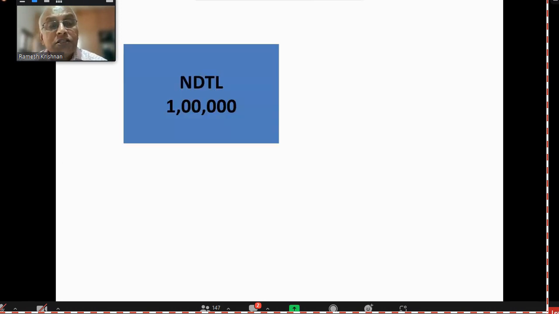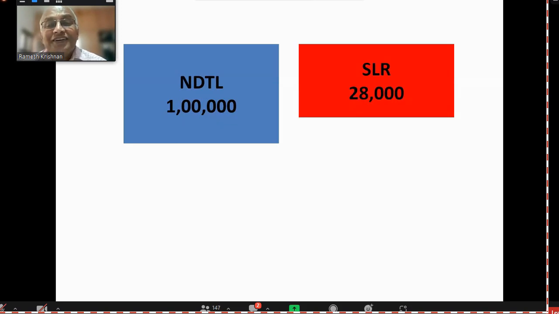Now, what is this 25%? Suppose NDTL is 1 lakh and 18% is SLR. What is SLR required now? 18%. So how much is the amount? 180 crores. 180 crores, sir. 18,000 crores. Okay. Now, suppose SLR is 28.